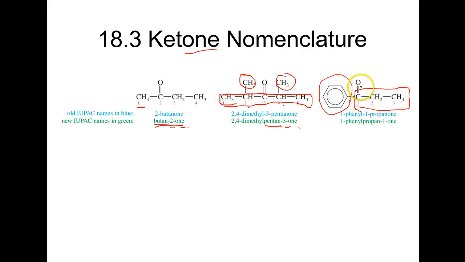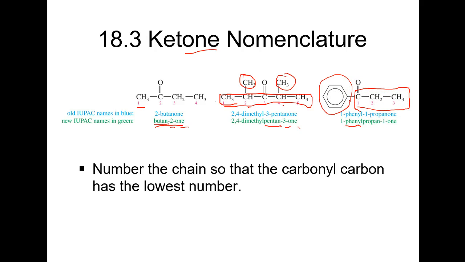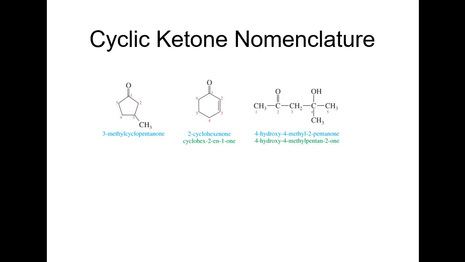Propan-1-one. Okay, so the phenyl group in this case is a substituent. It's not a parent. Basically this says exactly what we just talked about: with cyclical ketones, your carbonyl is always carbon 1.